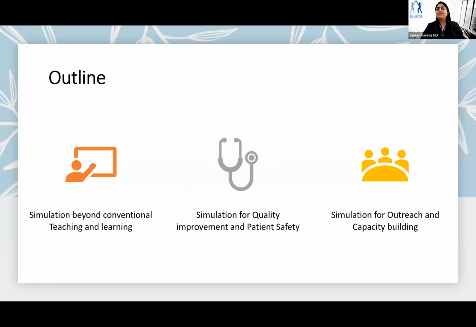And how we can use simulation for outreach and capacity building in a less resourced setting, because this is also a misnomer. Being me, sitting in North America at a Sim Center, I have a lot of resources. That's why I can talk or do anything, but that's not the case. We still can do a lot, even in low resources, which we have been doing for the last many years.